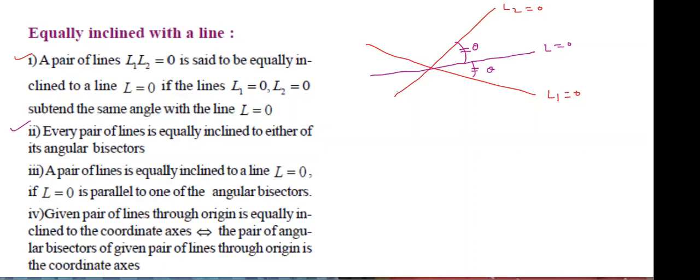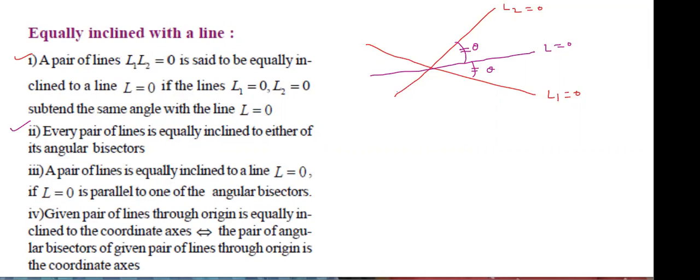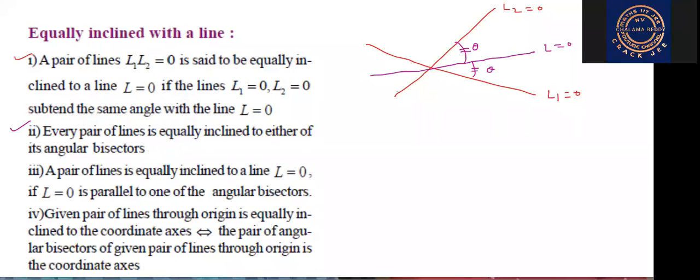Go to the second point. Every pair of lines is equally inclined to either of its angular bisectors. Second point is important. Here we know the angular bisector, so L1, L2, one pair of lines. The angular bisectors, another angular bisector I am drawing here. These two are perpendicular to each other. These angular bisectors are equally inclined to the pair of lines. That is the meaning of that.